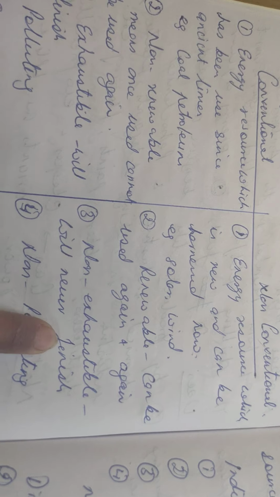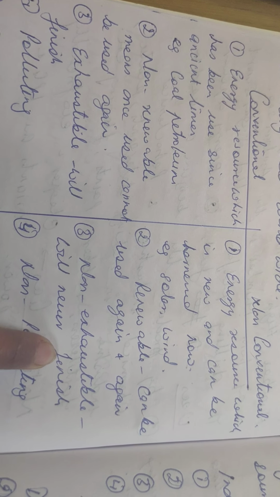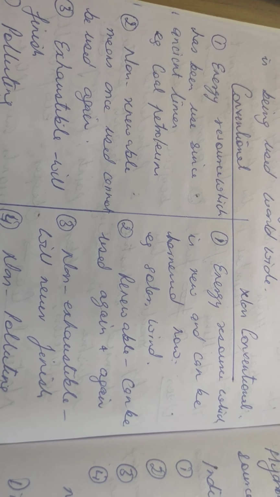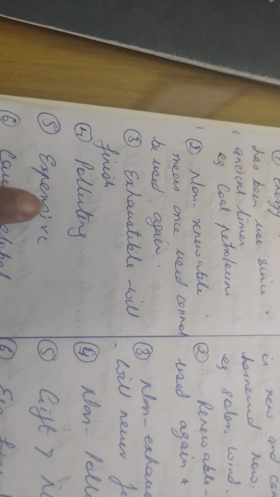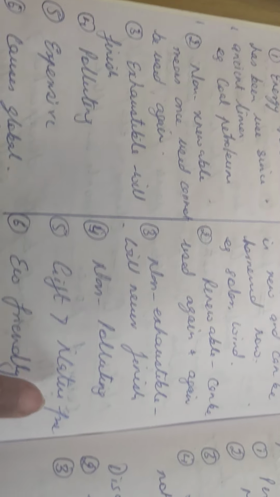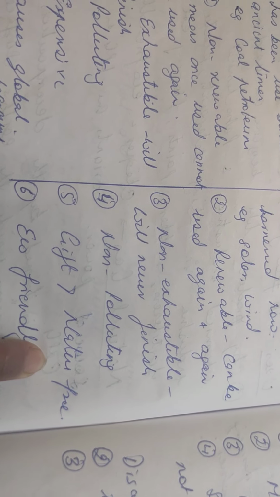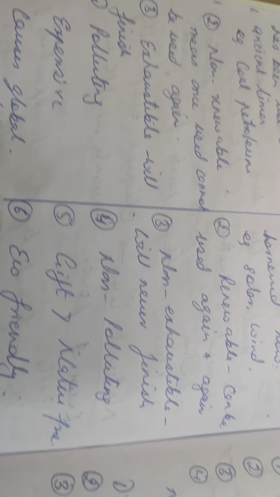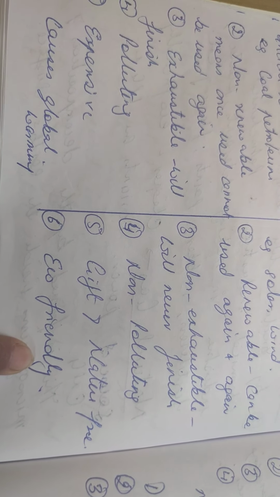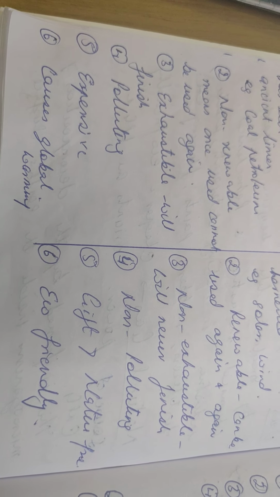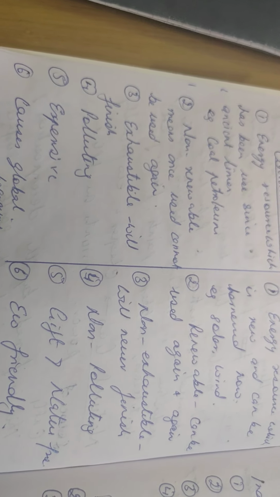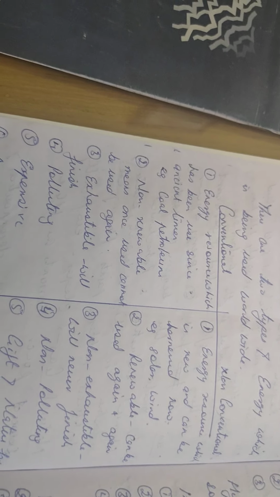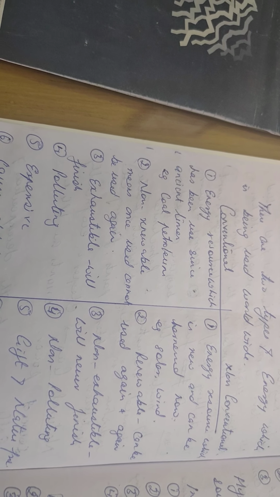Non-conventional sources are non-exhaustible. Unlimited amount of power is available with us. Conventional causes pollution. Non-conventional is non-polluting. Conventional sources are expensive. Non-conventionals are a gift of nature, free. We don't have to pay for them. And conventional sources cause global warming. These are eco-friendly. So they are very, very useful to us, and therefore we must try and switch from conventional to non-conventional ASAP.